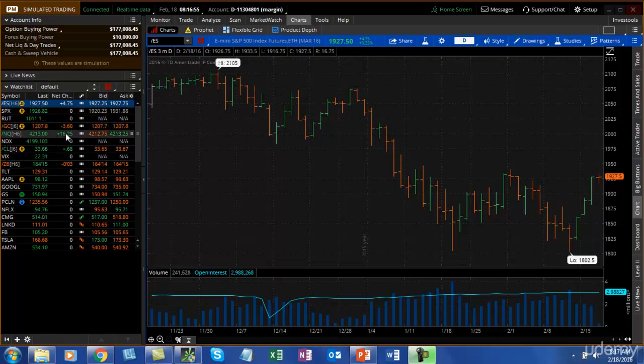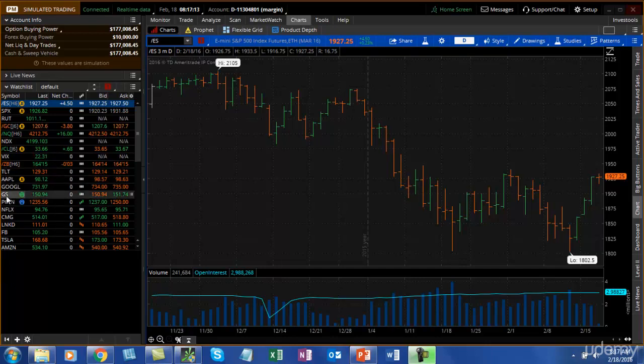/GC is gold. You can see gold is slightly down. This is the Nasdaq futures, up about 16 points. This is the oil futures. /CL is the oil futures, which is about 68 cents up. Then you have the index called VIX. Then you have bonds. Bonds are down about 3 cents.